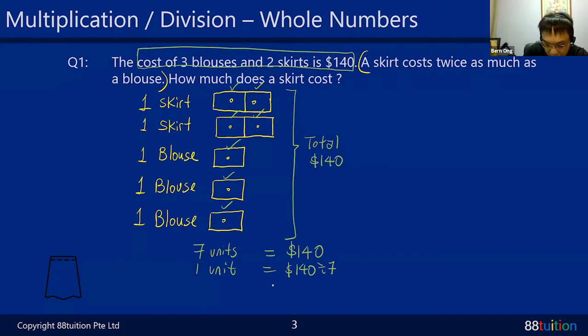But that's not the answer. Look at the question. They are looking for a skirt. A skirt is how many units? A skirt consists of 2 units. So you have to find 2 units. Therefore, show your working, 2 times $20, that will give you $40. Very good. Many of you got it. Simple question like this? Yes, correct.